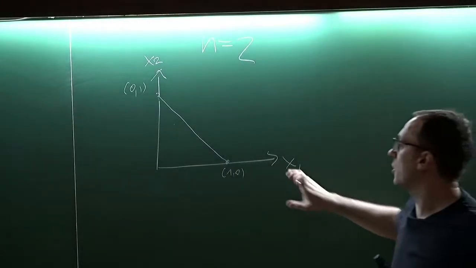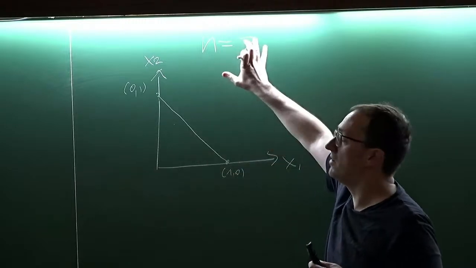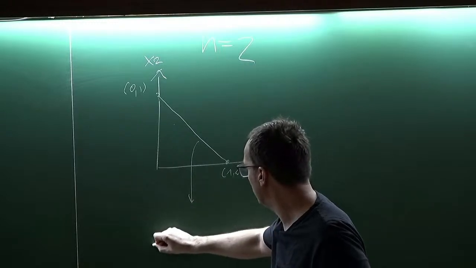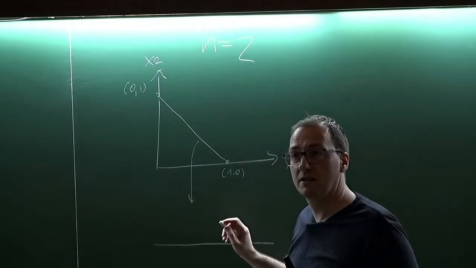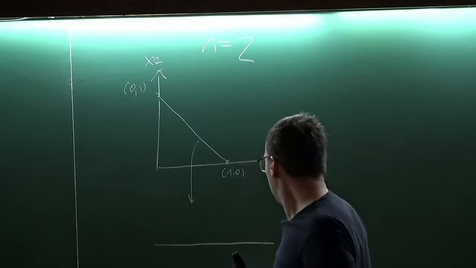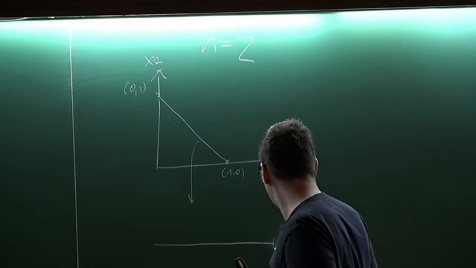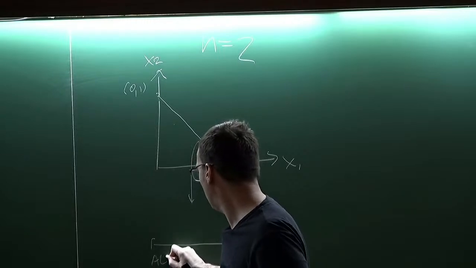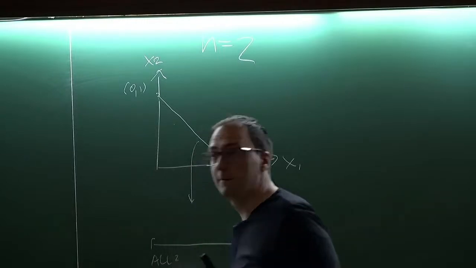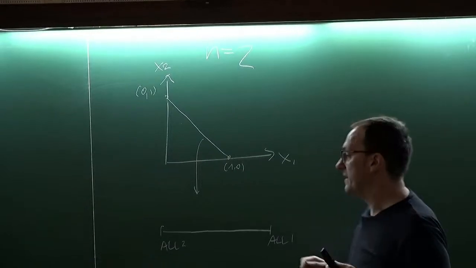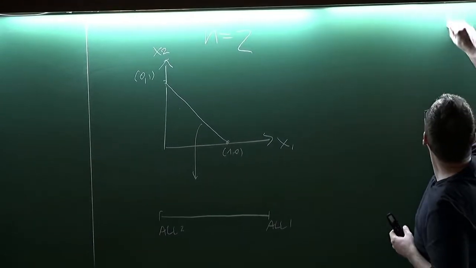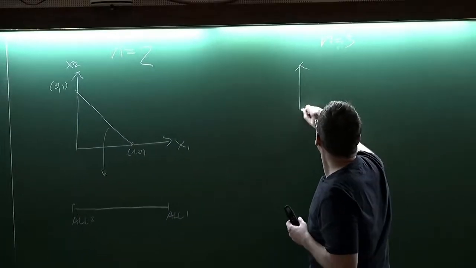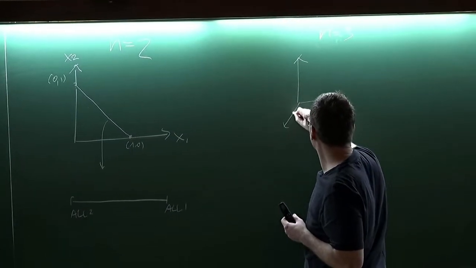And obviously, you could always look at this space in R2, but what people usually do is they just take this line and look at the dynamics along this line. Okay? So this would be, for example, all 1. This would be all 2. Okay? And now, similarly, for 3 strategies, it would look like this.